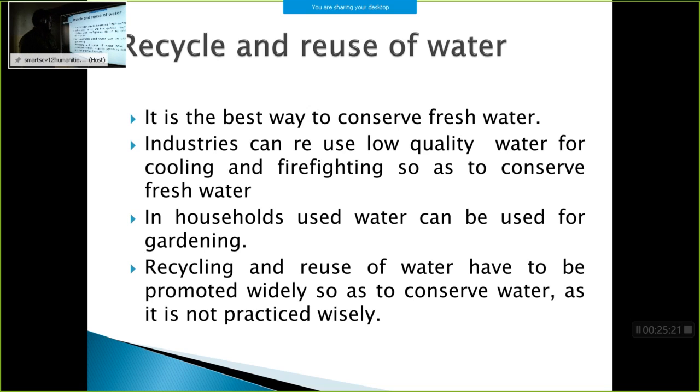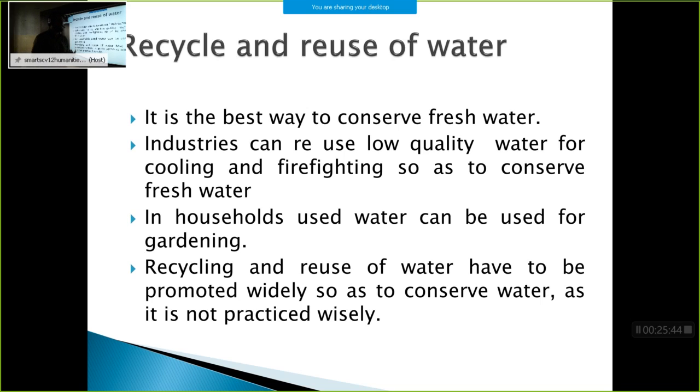Okay. Recycling and reuse of water have to be promoted widely so as to conserve water, as it is not practiced wisely. So recycling and reuse of water is very much important, because that can help in the conservation of water.